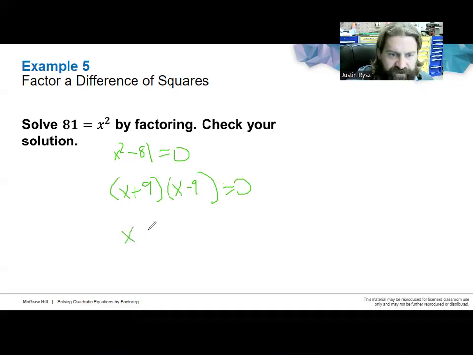So x would equal positive and negative 9. I'm going to put a plus or minus symbol because I'm lazy. But that's how it says. The plus or minus means we have a positive version of it and we have a negative version.